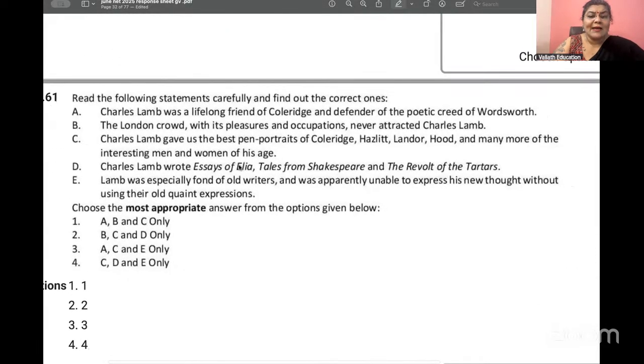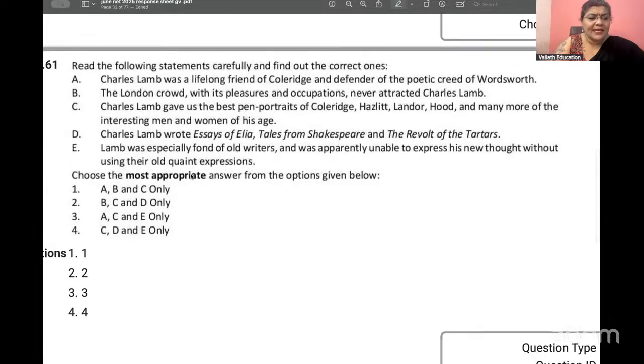Okay. Charles Lamb was a lifelong friend of Coleridge. Yes, I have taught you that. You know it. Defender of the poetic creed of Wordsworth. Most probably. Why should you think he did not support Wordsworth? Maybe he supported. Yes. The London crowd with its pleasures and occupations never attracted Charles Lamb. Maybe not. Maybe because he was a quiet person. Maybe not. Let us keep it aside. Charles Lamb gave the best pen portraits of Coleridge. He wrote about Coleridge, Hazlitt, Landor, Hood, many more interesting men. Must be maybe correct. Read the next.